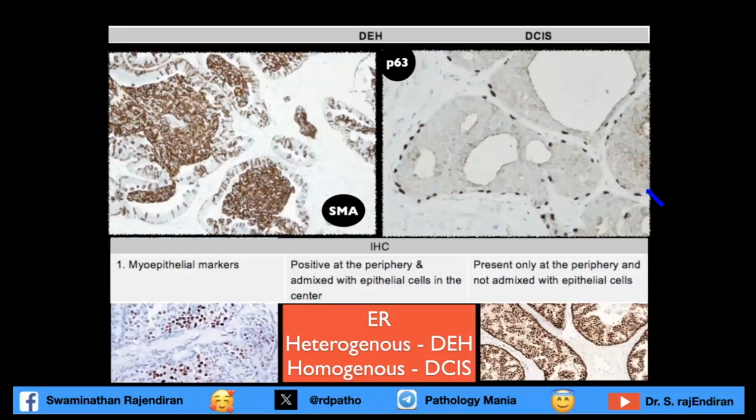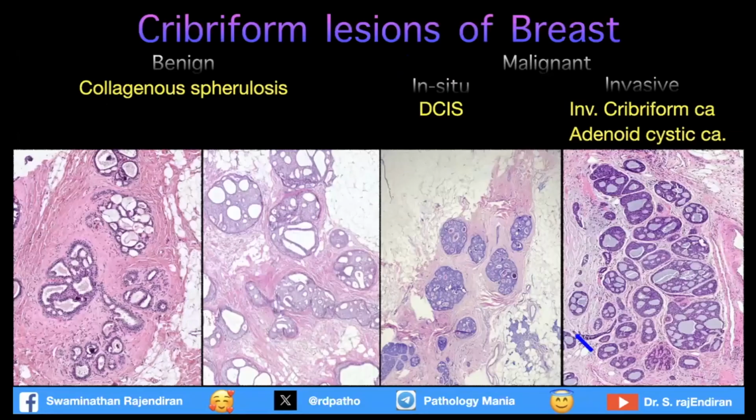And immunohistochemistry is very, very useful. In P63, when you do the DCIS, all the myoepithelial cells will be only in the periphery. Whereas the myoepithelial cells highlighted by SMA, you can see in the center of the lesion also. And as I told you before, estrogen receptor is heterogeneously positive in DEH and homogeneously positive in DCIS.